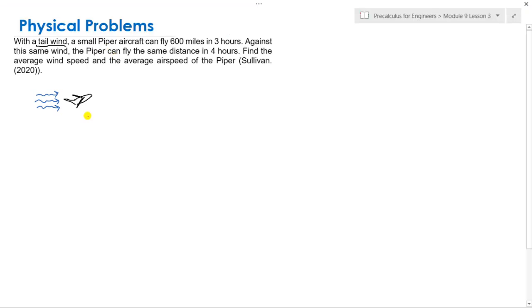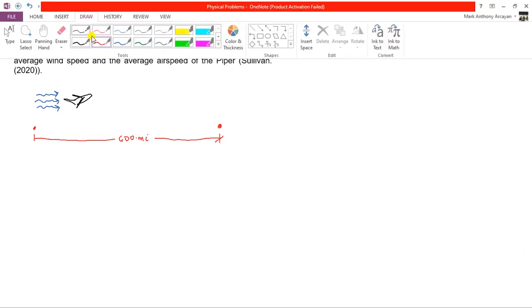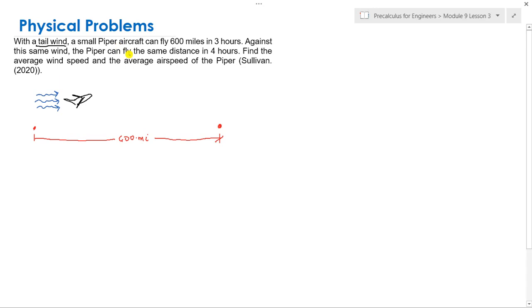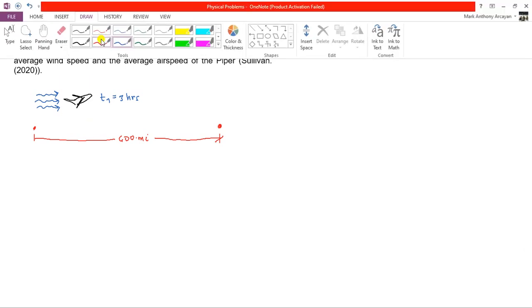So let's say we put here the starting point, then this is the 600 mile distance. It will reach it, so we put here T1, that is for 3 hours. And then against this same wind, meaning when it is on its way back.